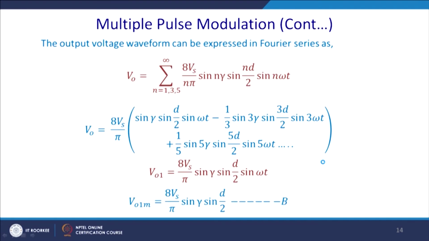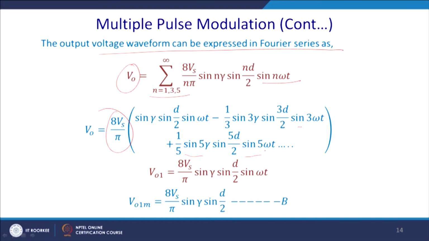Now, let us do the Fourier series analysis of it. The output voltage waveform can be expressed in the Fourier series, where n equals 1, 3, 5 to infinity of 8 Vs by n pi sin n lambda sin n d by 2 sin n omega t. Thus you can extend it: 8 Vs by pi sin lambda sin d by 2 sin omega t minus 1/3 sin 3 lambda sin 3d by 2 sin 3 omega t, fifth and so on.